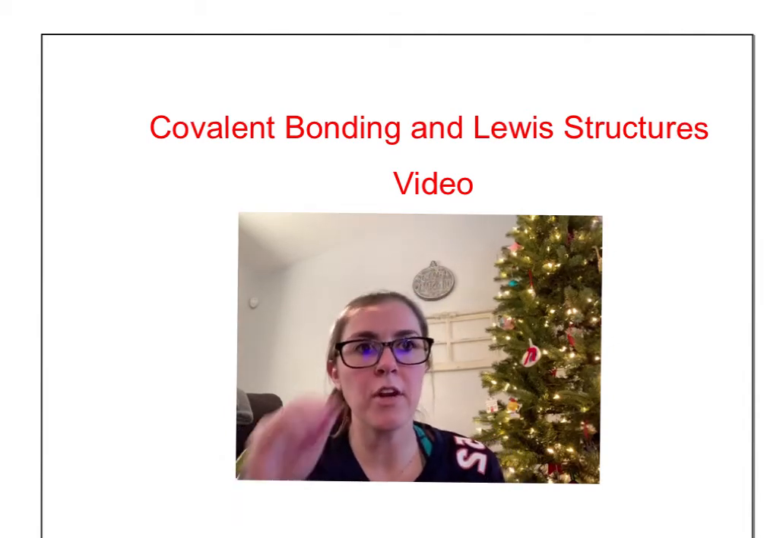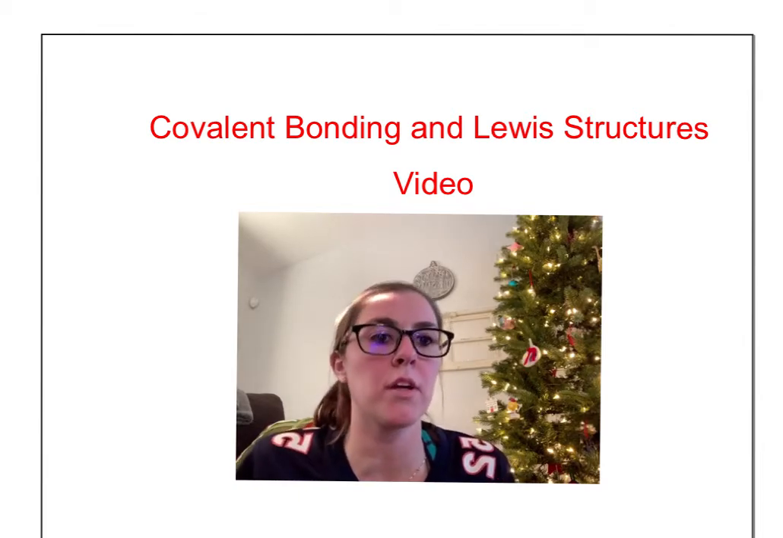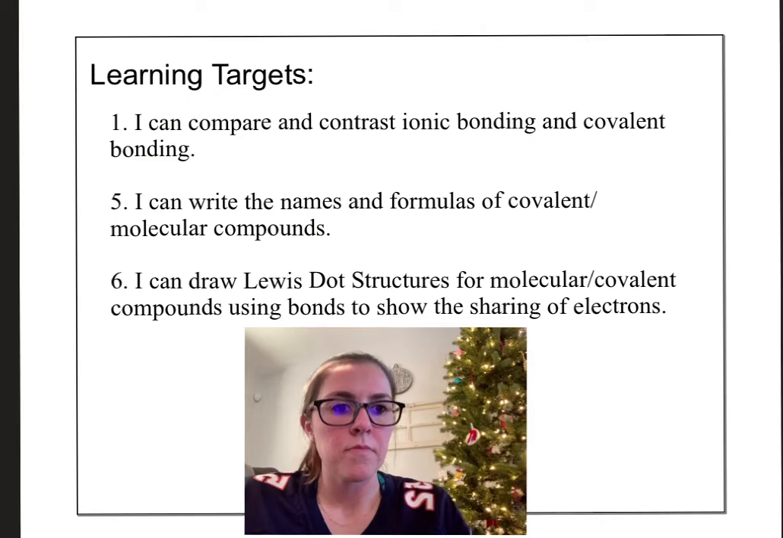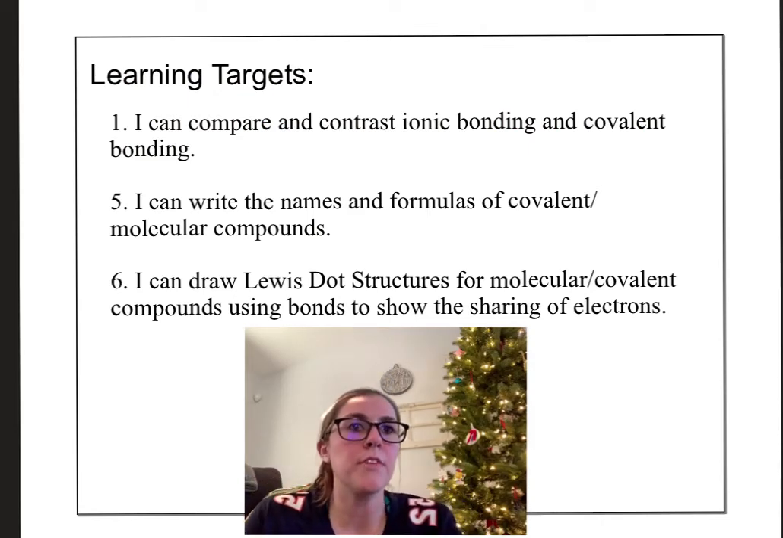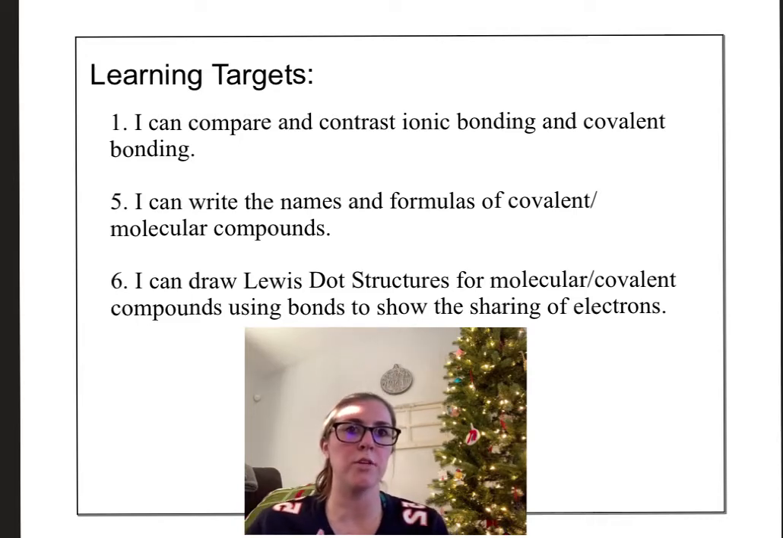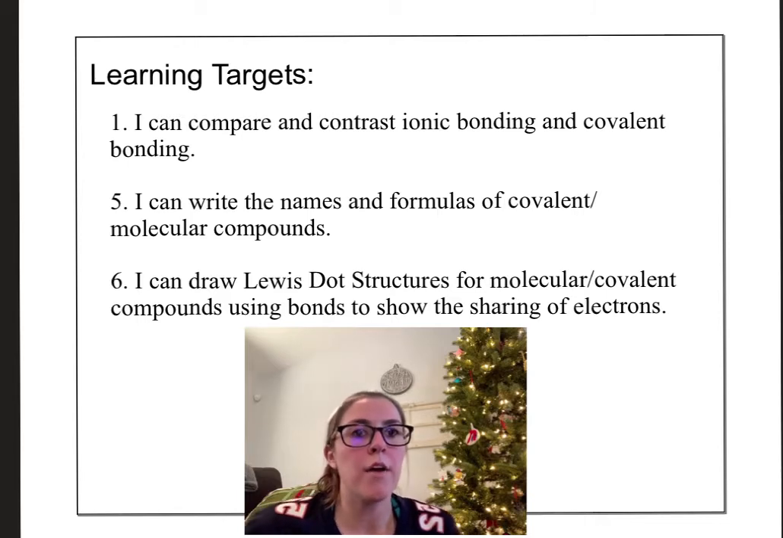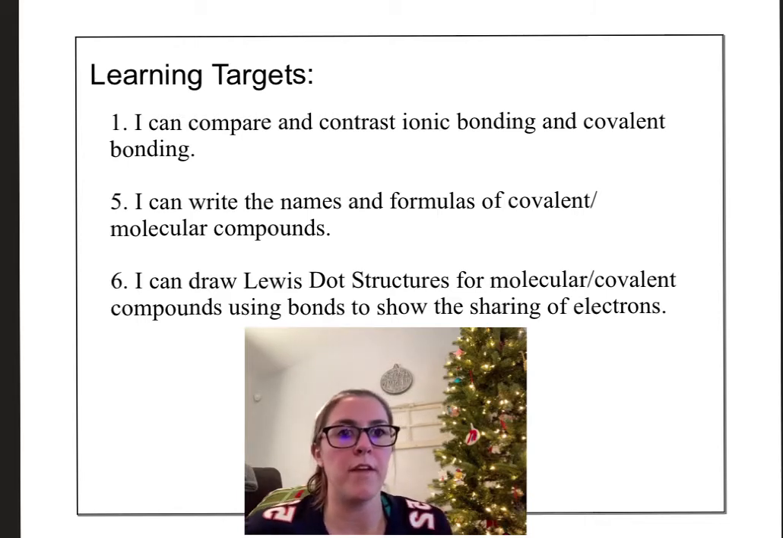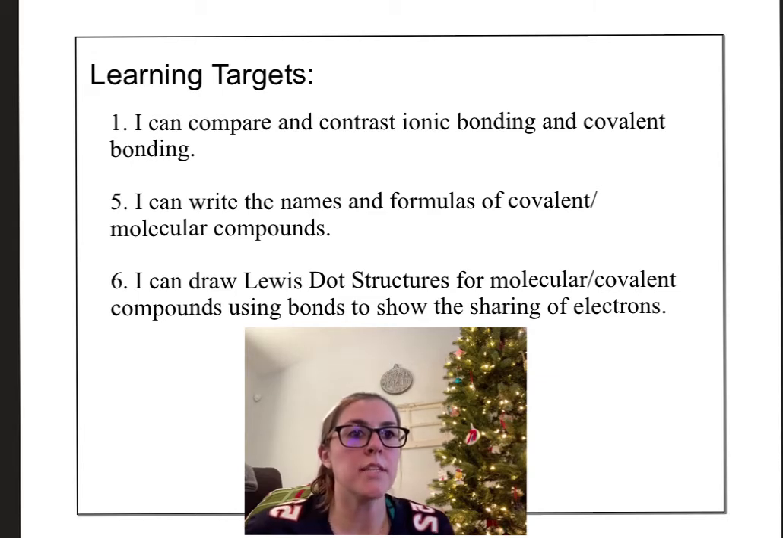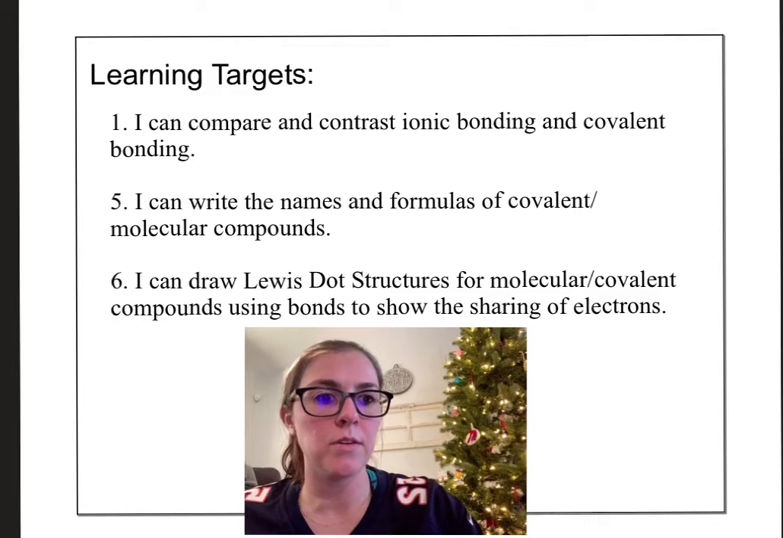I have a video for you on covalent bonding and then specifically how to draw Lewis structures for covalent chemicals. So we're going to review what we saw in the last video, the difference between ionic and covalent structures and figuring out which one's ionic and what's covalent. We're going to focus on writing the names of covalent compounds and the formulas of covalent compounds. And then we're going to do Lewis dot structures to show chemical bonds, those covalent bonds, and those bonds will represent shared electrons. So those are kind of our three main goals.